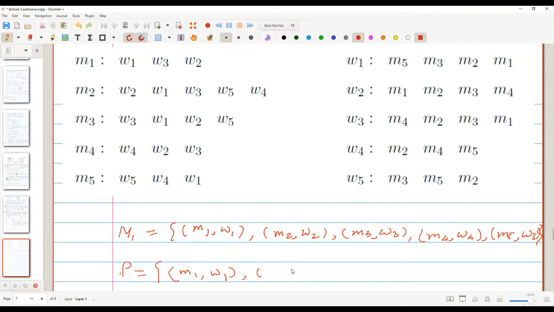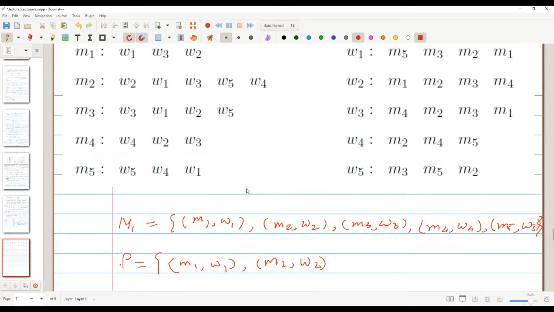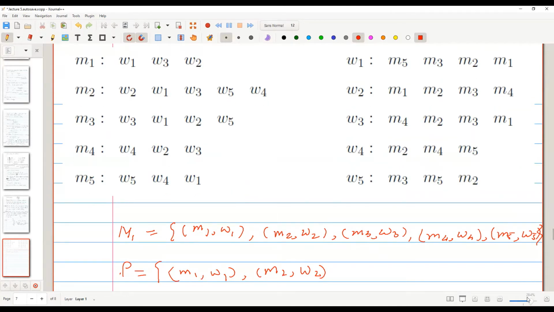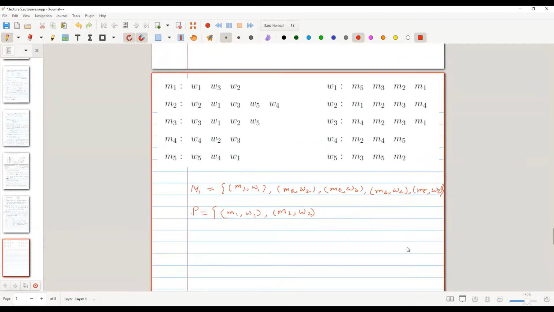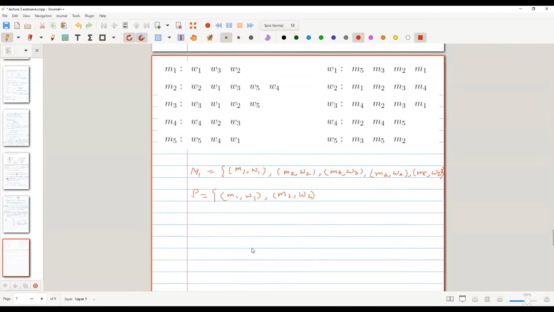Below that there is W3. Then M3W3 is also there, then M2W2 is also there. Yeah. Because in the list of, wait. Yes, so M2W3 is there. Then M3W3, because W3 prefers M2 to her current partner M3. Okay, so let's draw it.